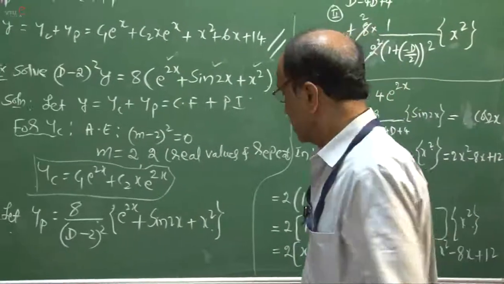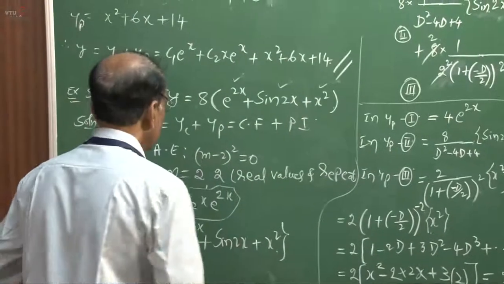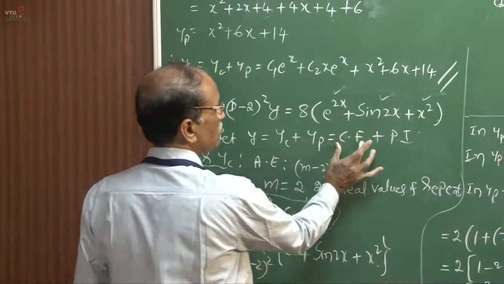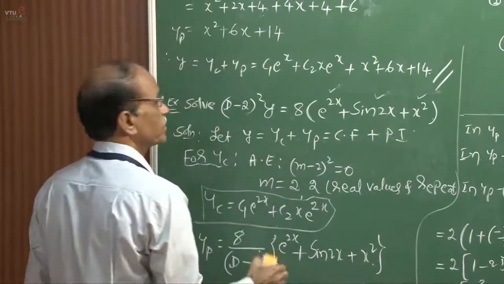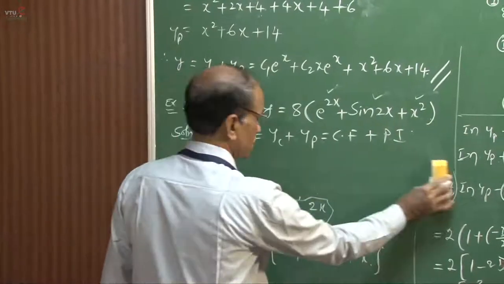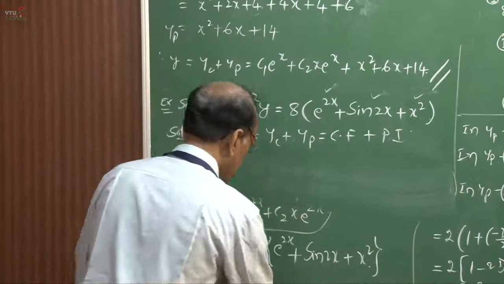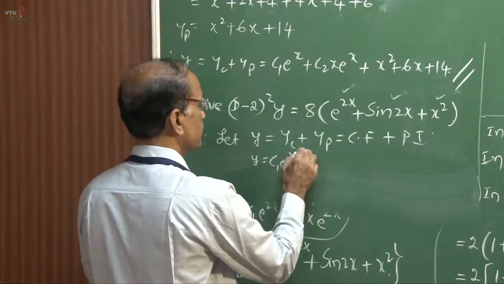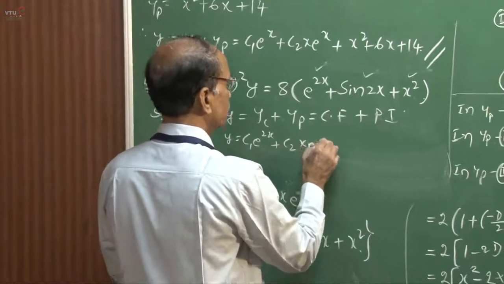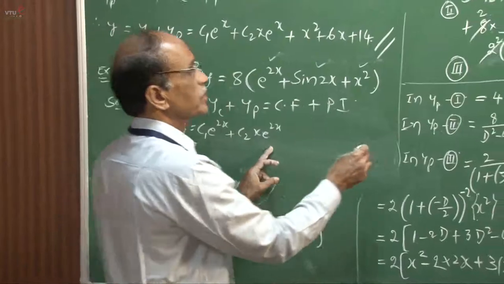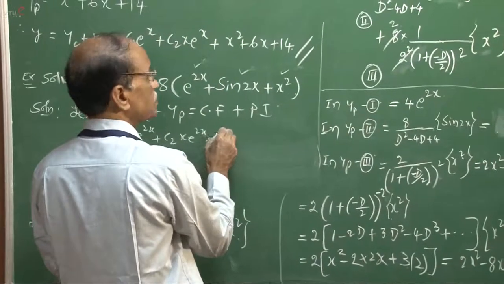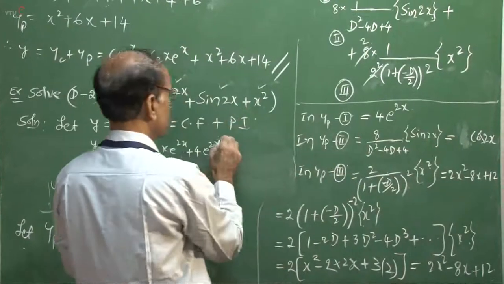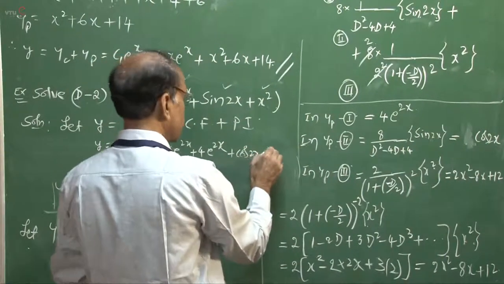Hence the final solution, that means the general solution, is y equal to yc plus yp, means complementary function plus particular integral. We write with this addition. What is that? This is y equal to c1 e to the power 2x plus c2 x into e to the power 2x, and the first term is plus 4 e to the power 2x, and the second term is plus cos 2x.